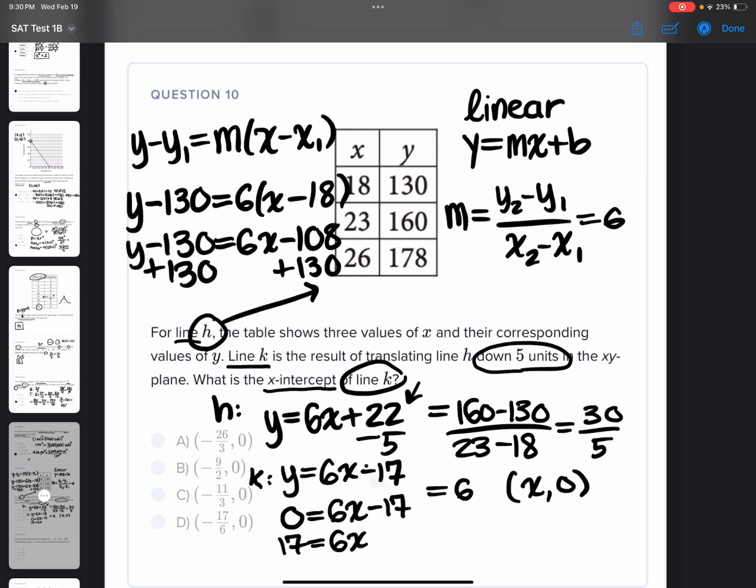Oh, my bad. Okay, so this is an arithmetic error right here. I meant to add 17. So therefore, this would be subtract 17, because I just traced back into my old equation, 6x plus 22. It should be plus 17, not minus 17. Okay, my bad. Divide both sides by 6, and our x value should be negative 17 over 6. So therefore, our answer would be D.